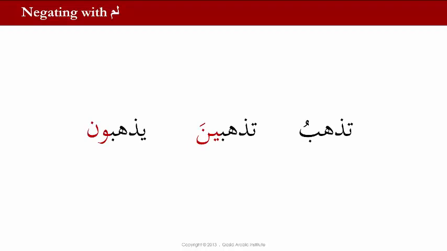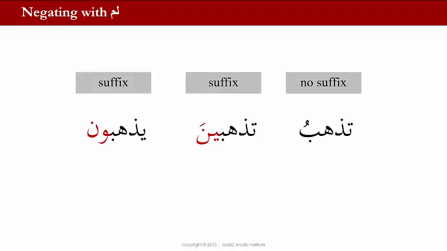So if we look at the verb tadhabu, meaning she goes, tadhabina, you go, and yadhabuna, they go, we can see that tadhabu has no added suffix, that is, no additional letters added to the verb. Tadhabina has a suffix ending ya nun, and yadhabuna has a suffix ending waw nun.